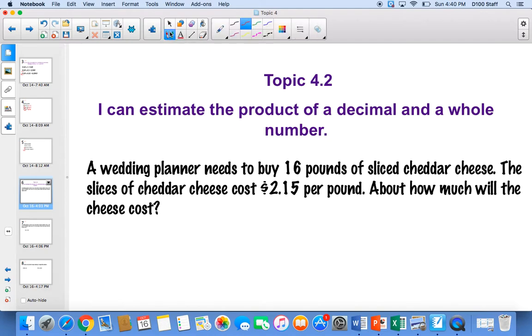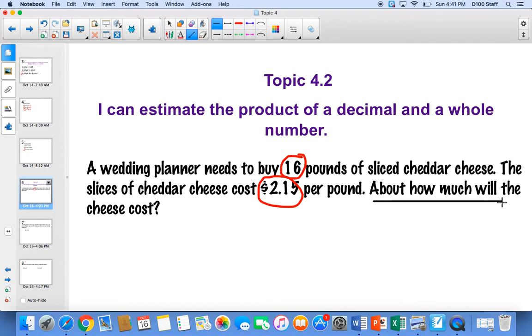So we're going to use our cubing strategy to start this off, and we're going to circle our key numbers. So here we have $2.15 and 16 are our two key numbers. Next, we are going to underline our question, and our question says, about how much will the cheese cost?